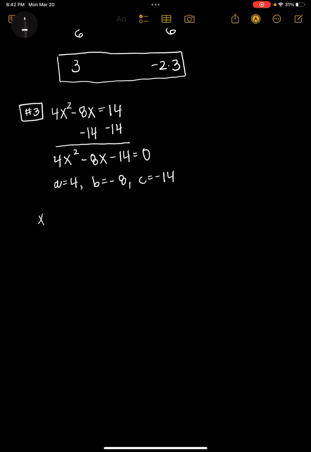I'm going to write that quadratic formula once again. So we've got negative b plus or minus the square root of b squared minus 4ac, all over 2a. All right, so let's plug these numbers in.